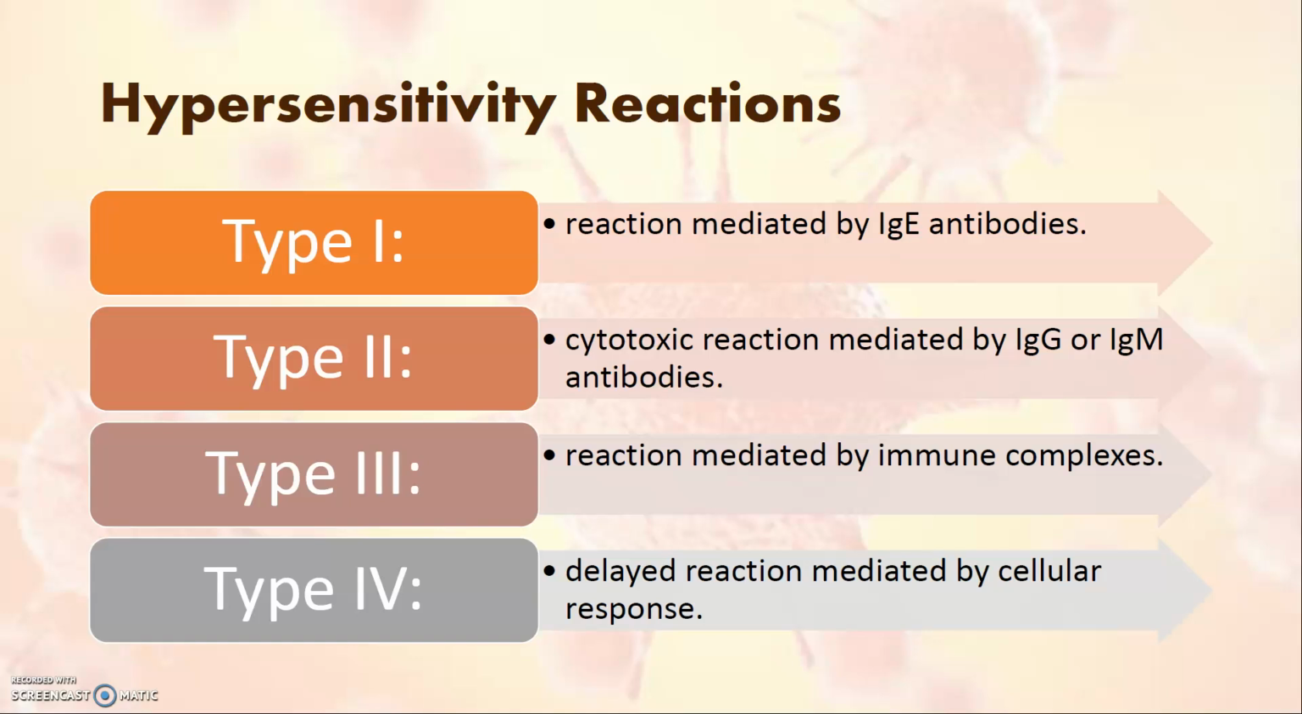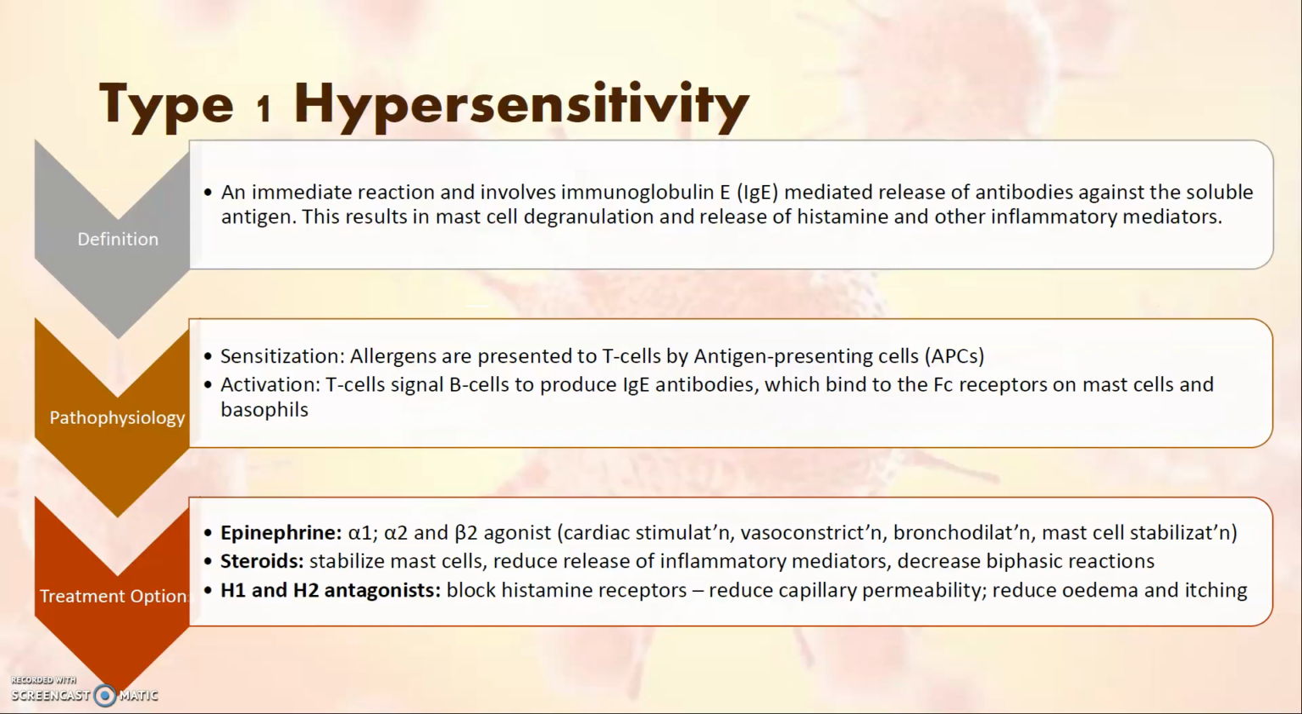There are 4 types of hypersensitivity reactions, types 1 to 4, ranging from acute allergic reactions mediated by IgE antibodies through cytotoxic reactions, immune complexes, and then delayed or cellular hypersensitivity. Of course, this first case is type 1 hypersensitivity, which is defined as an immediate reaction to an antigen and involves an IgE-mediated release of antibodies against soluble antigen, which results in mast cell degranulation and the release of histamine and other inflammatory mediators.